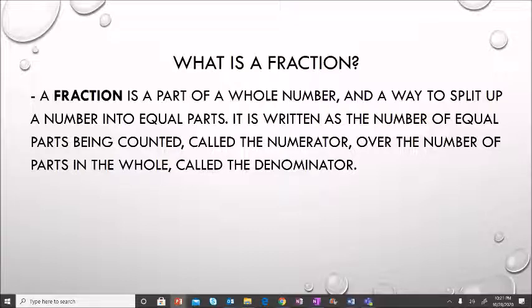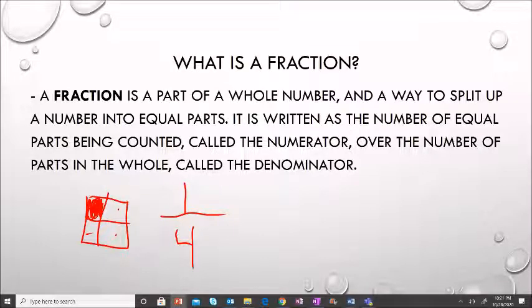So what you do is you're given a shape, right? Let's say we have our square here and I split it into fours, and I color in 1. The numerator is the 1, that's colored in, and the denominator is how many of these shapes make up a whole. So we have 1, 2, 3, 4. So here my fraction is 1 over 4. This is the numerator. This is the denominator.